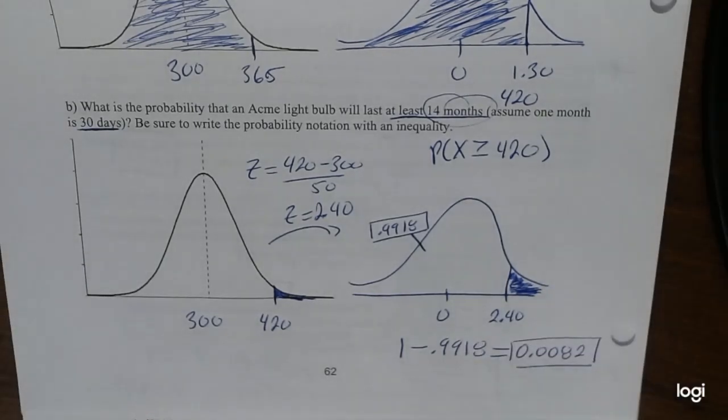So the probability that a light bulb will last 14 months is 0.0082. Really, really small chance of actually happening.